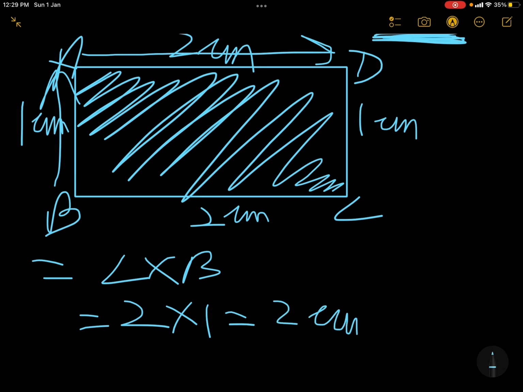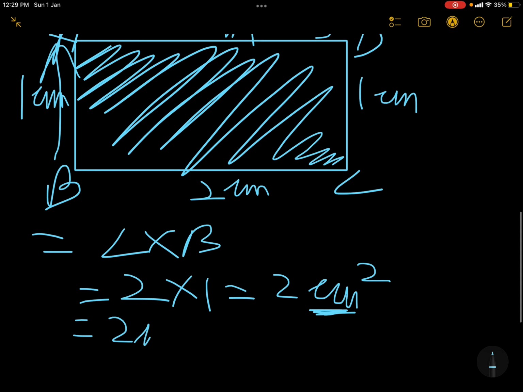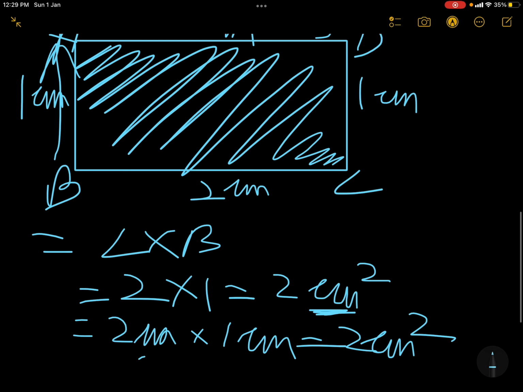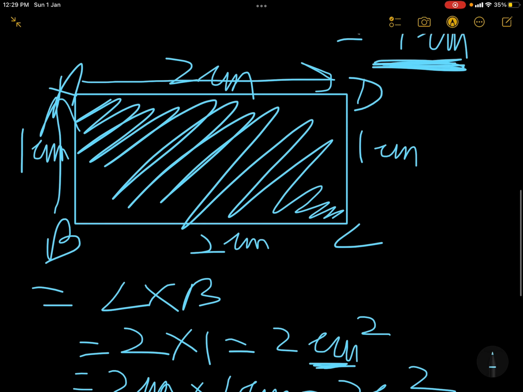Now please note that when you represent area, you don't represent it as centimeter, you write centimeter square, because it is basically 2 centimeters into 1 centimeter. So 2 into 1 is 2, and centimeter into centimeter will form centimeter square. That's why you represent area in the form of unit square.